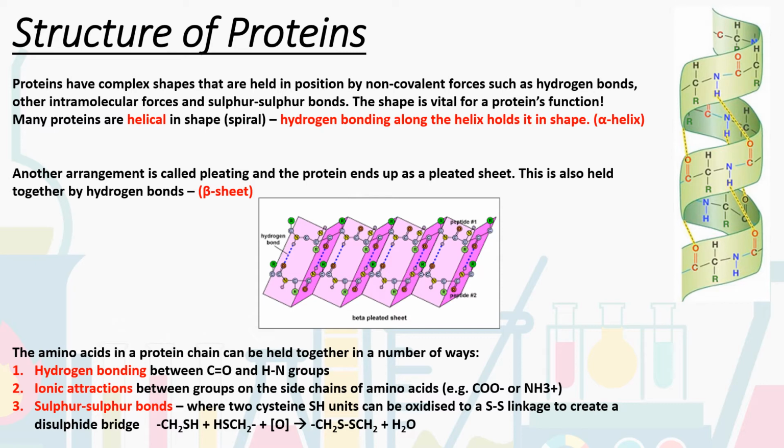Now, another arrangement is called pleating. You might have heard of a beta pleated sheet. And this is also held together by hydrogen bonding. This time, though, the hydrogen bonding occurs across the sheet as opposed to down the chain.